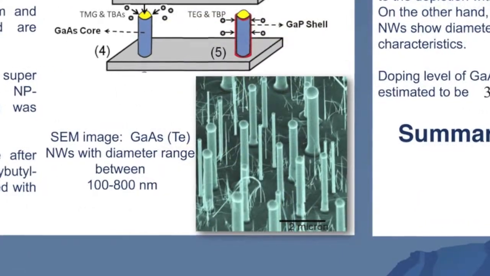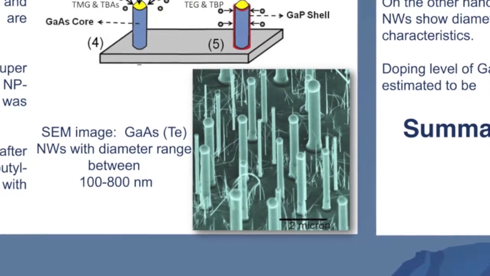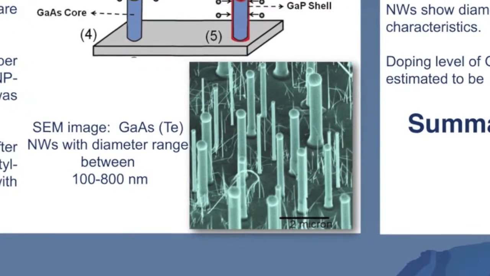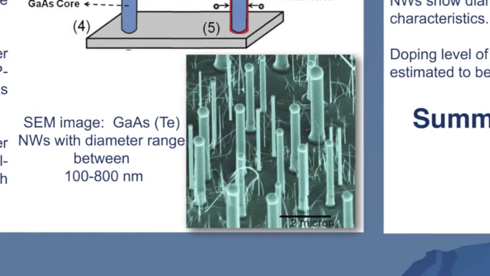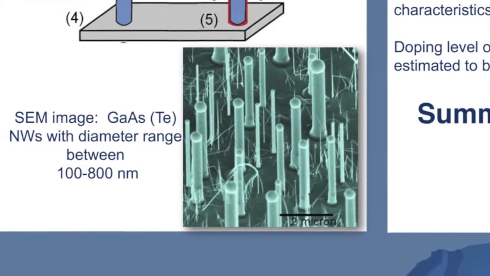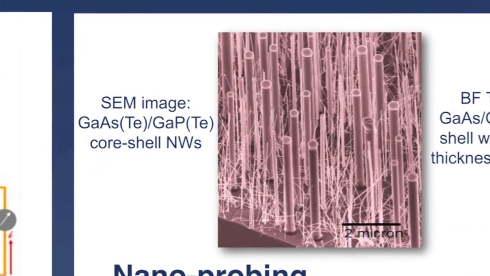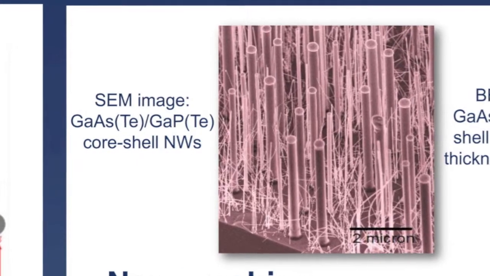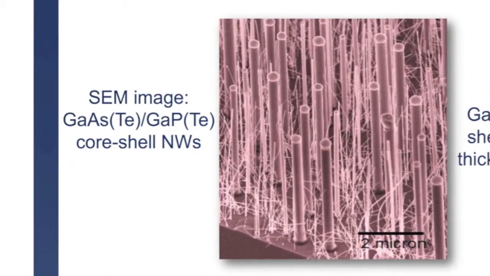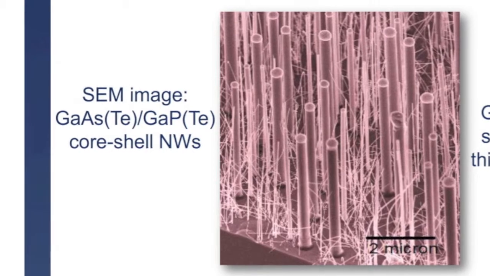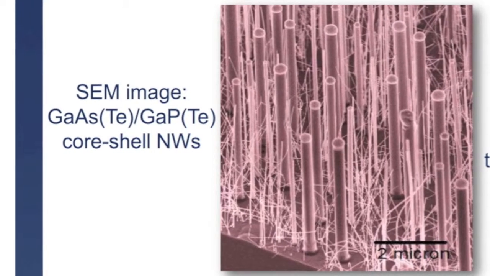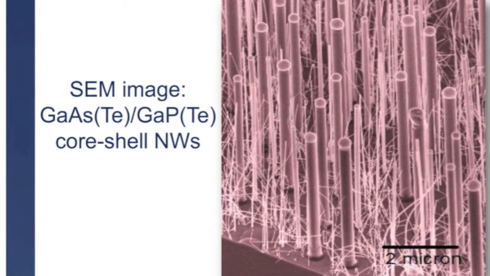And here is the picture of the gallium arsenide, which is doped with tellurium. And the diameter range is between 100 to 800 nanometer. And this picture here shows an SEM image of gallium arsenide nanowire with gallium phosphide shell, but with diameter range between 100 to 800 nanometer.